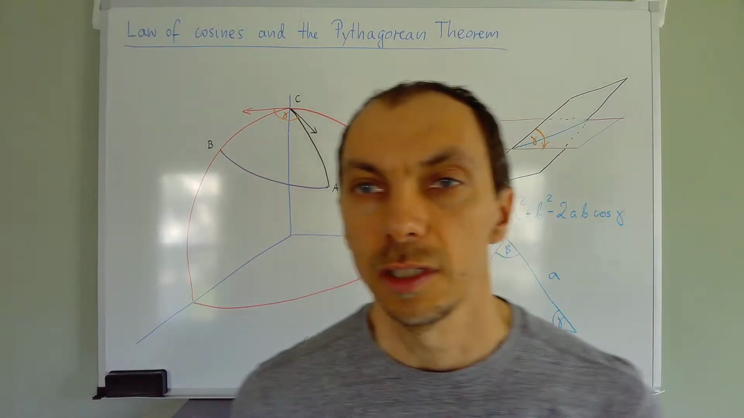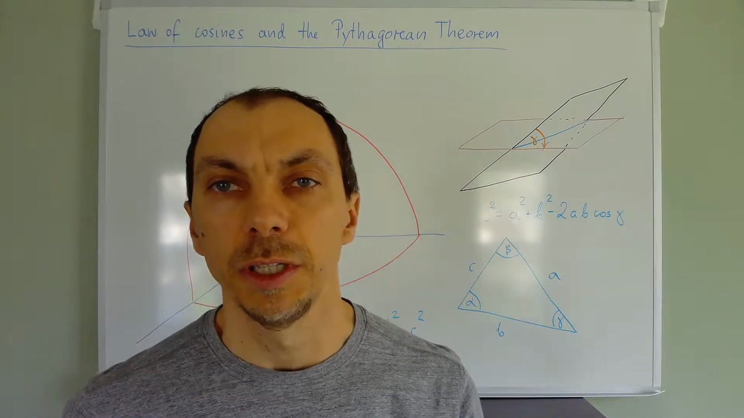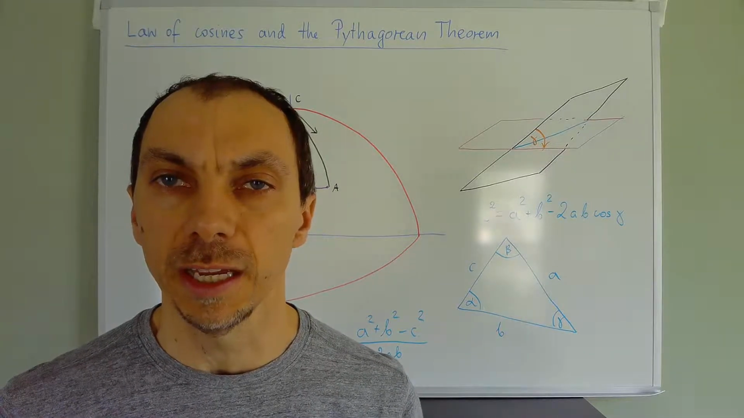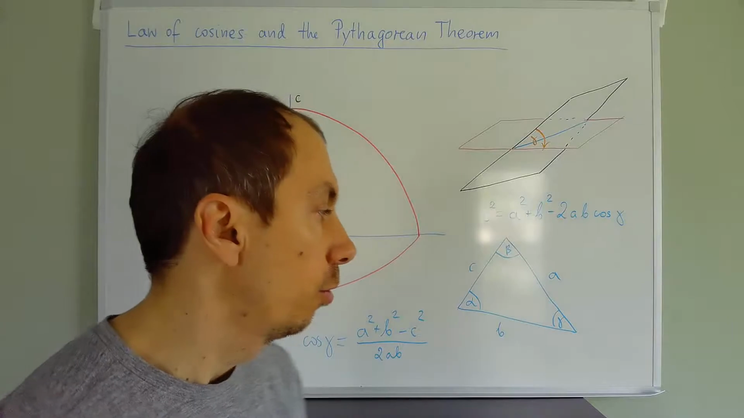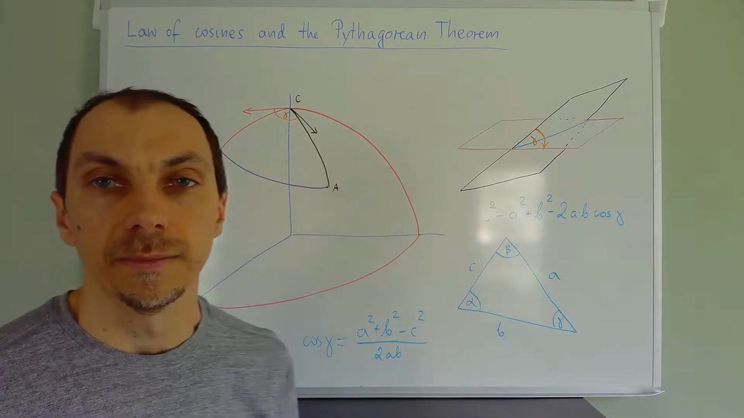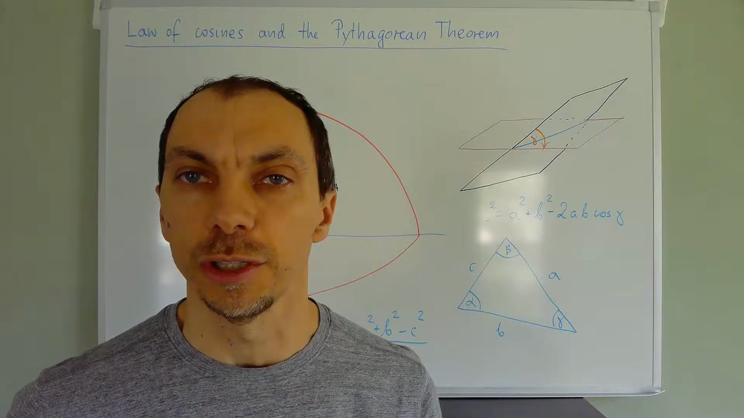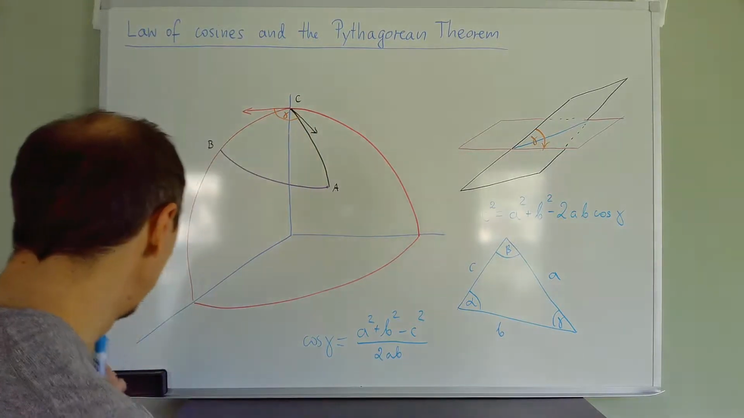So there's sort of several ways to view it. One way to view it is that it allows you to compute an angle, to compute the cosine of any angle in the triangle if you know all of its sides. So we would like today to derive a spherical version of the law of cosines.